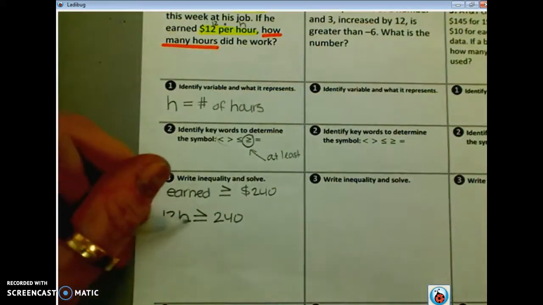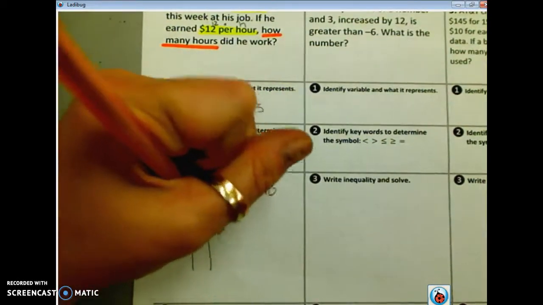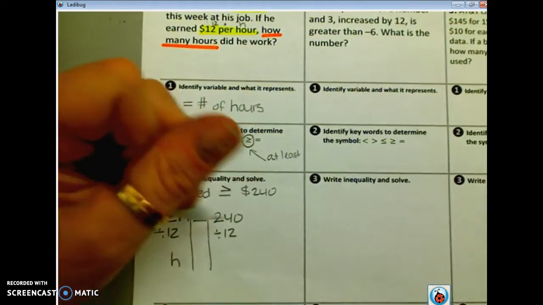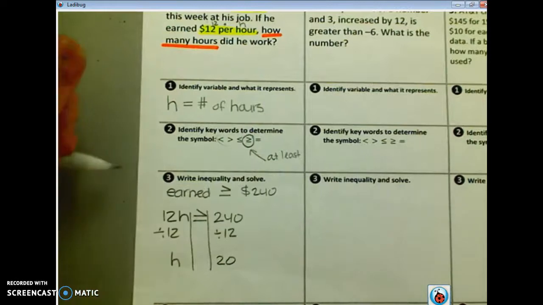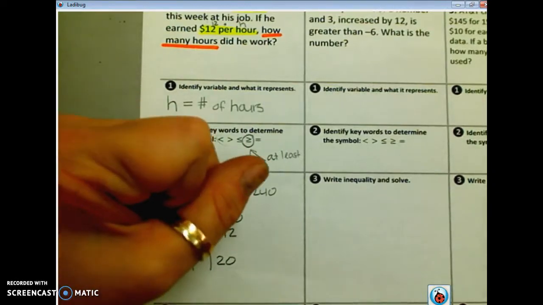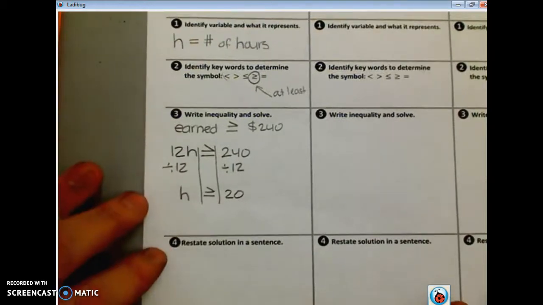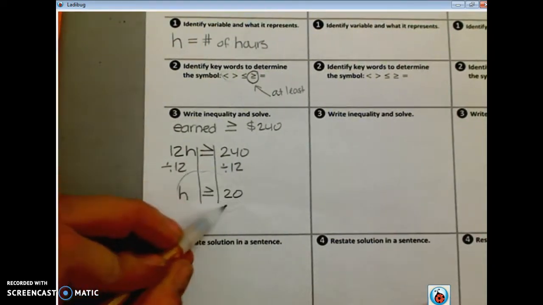Now we go ahead and solve. Railroad tracks. Divide both sides by 12. And we get H. And remember, don't write your inequality just yet. 12 goes into 240 20 times. We didn't divide by a negative, so we're going to keep the inequality as is. But remember that word problems require word answers, so we want to restate this in a sentence. We need to show what this means.